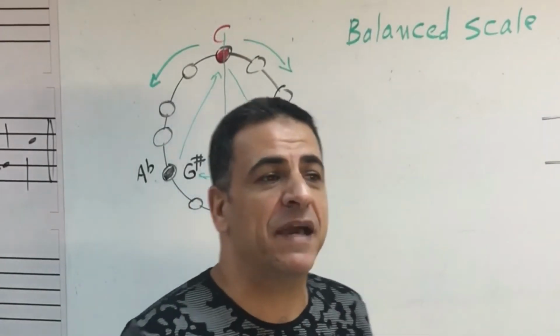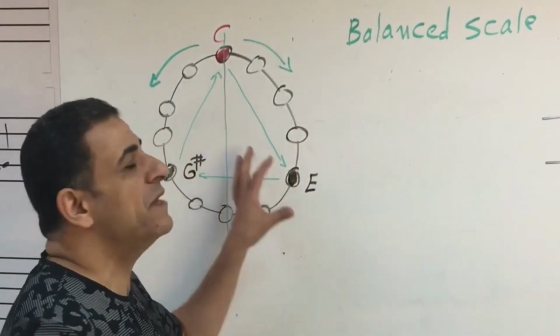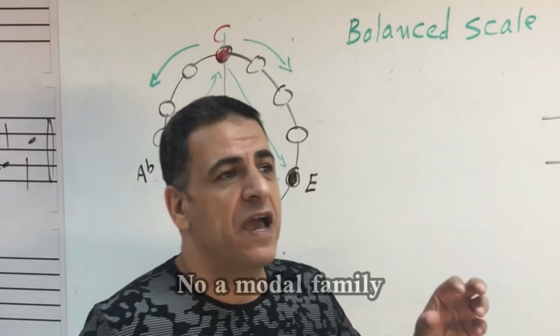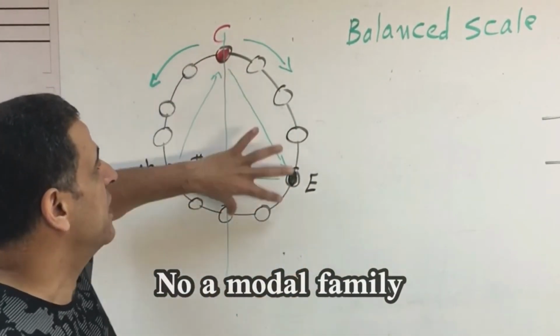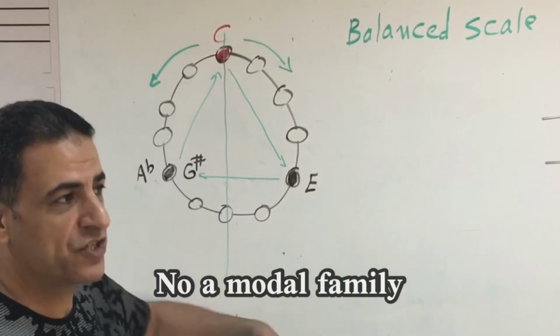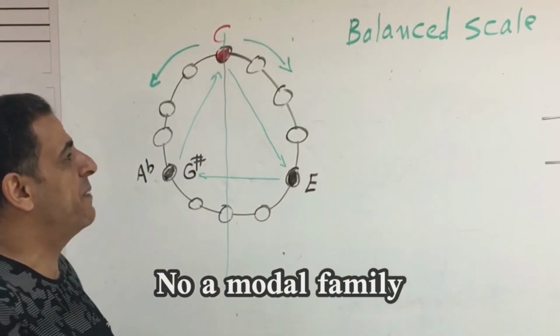This scale is a single scale and it's not in a group, because if we rotate it, we will get the same results and the same notes. So we can call it a one mood scale.